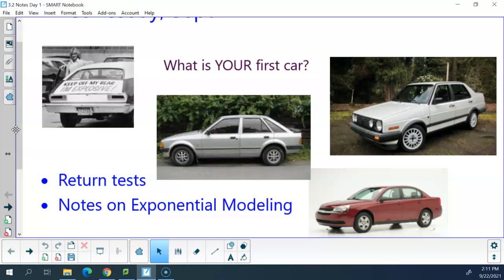Okay. Right? So, Mrs. Hill's first car, this is not Mrs. Hill, but it looks like it. Mrs. Hill's first car was a Pinto. Mr. Ross was, I'm not quite sure what that one was. My first car was a white Jetta, 2-door, white Jetta. And then Mr. H's first car looks like a Malibu?